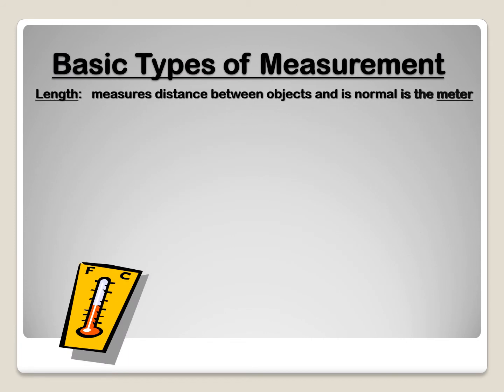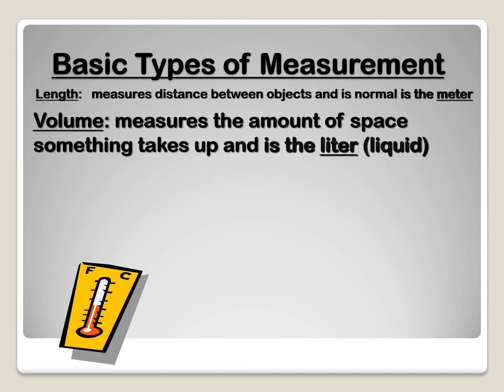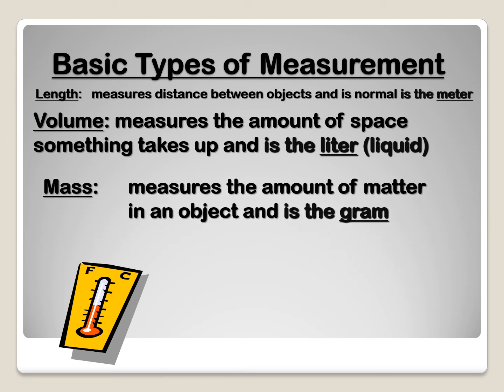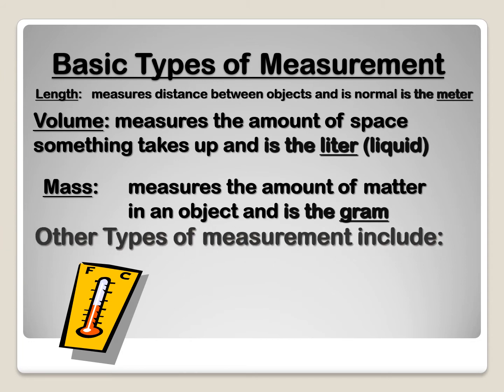Basic types of measurements. Length measures distance between objects and is normally measured in meters. Volume measures the amount of space something takes up and is normally in liters for liquids. Mass measures the amount of matter in an object and is normally measured in grams.